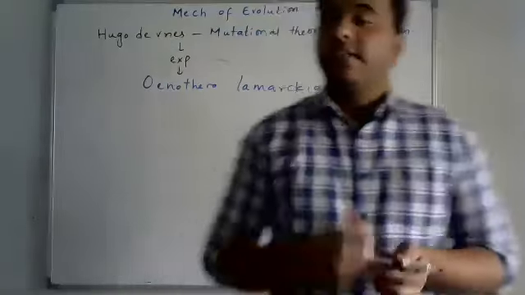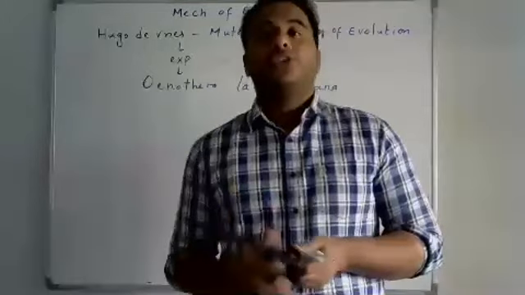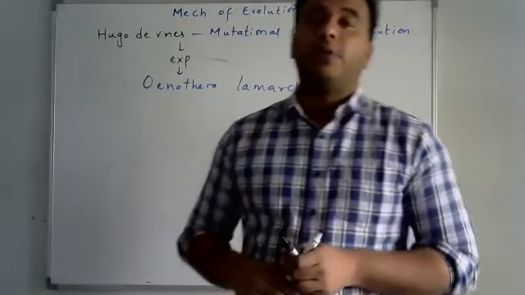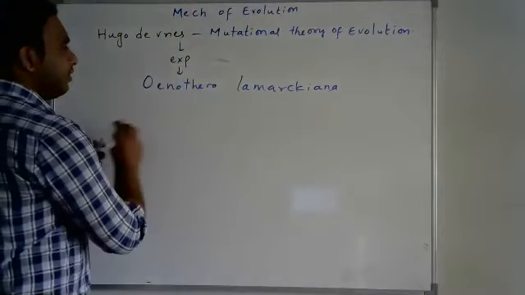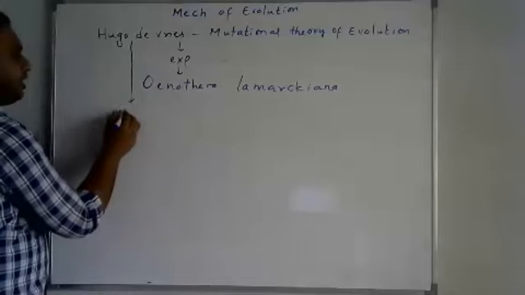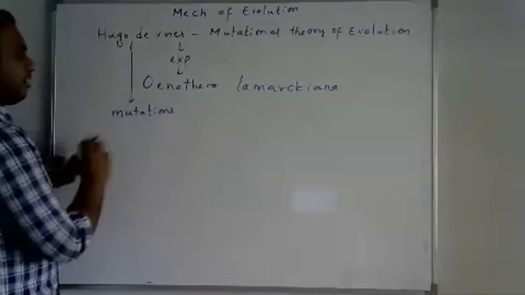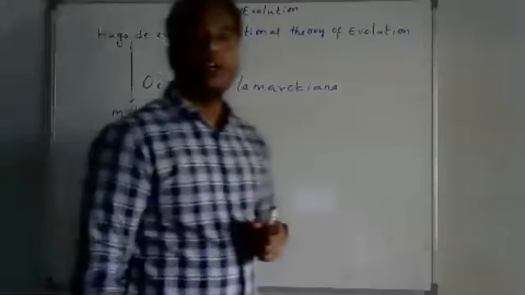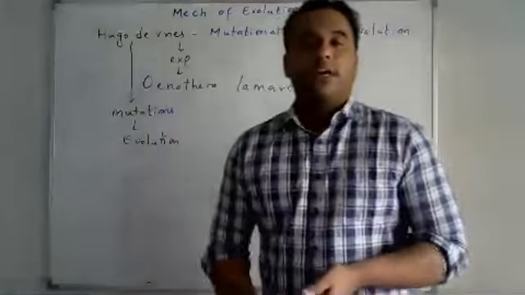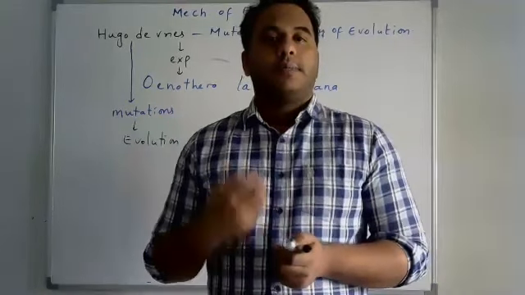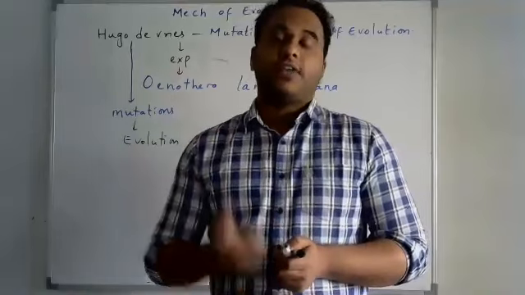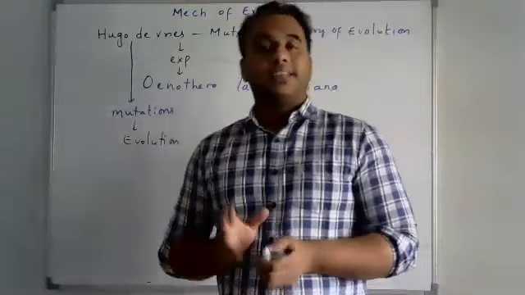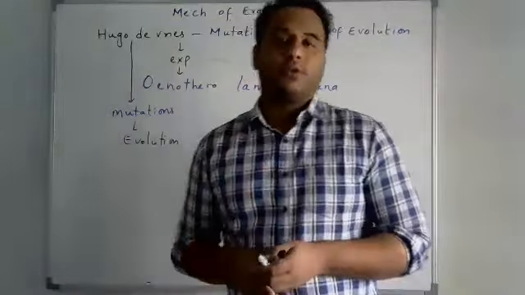And he believed that evolution is taking place through mutations only. So he believes that mutations are responsible for evolution, and not minor variations. According to Charles Darwin, it is minor variations, but according to Hugo de Vries, mutations only.